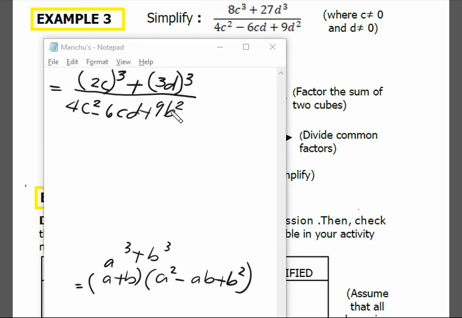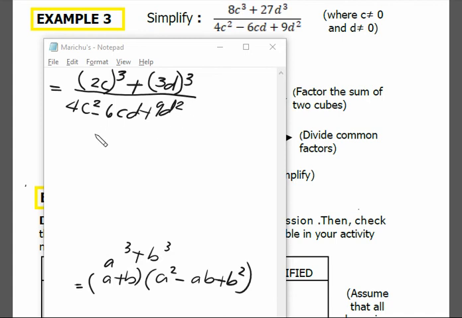I think my pen is sleepy. So this should be d, not b. Okay, so let me erase that first and change it to d. So this should be d, the variable d.